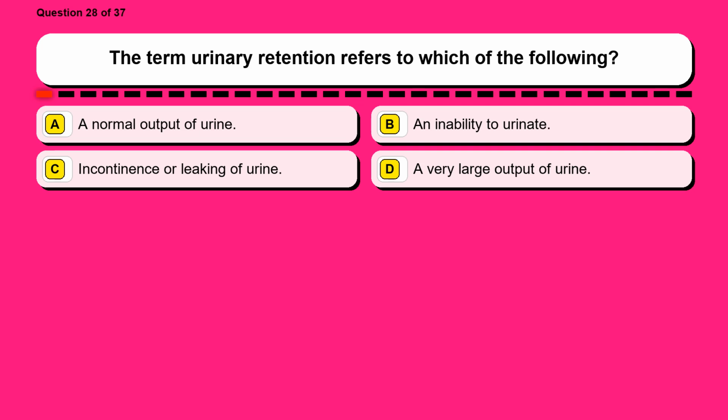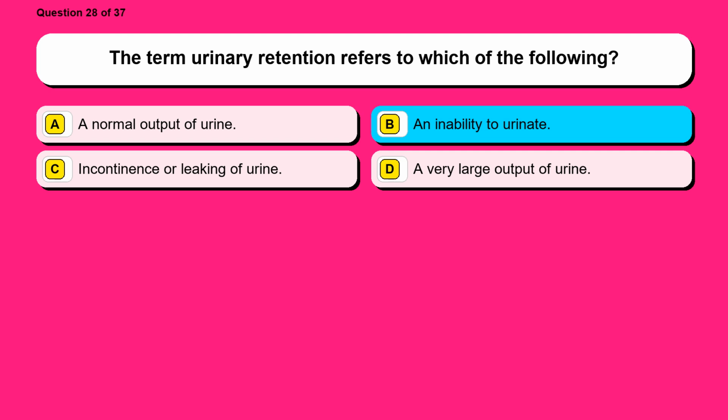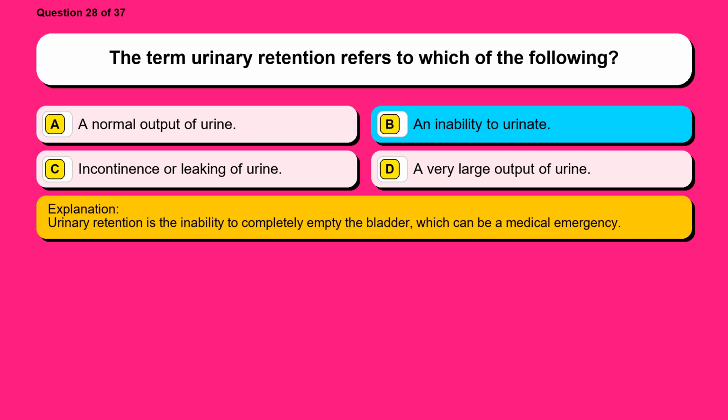Question 28. The term urinary retention refers to which of the following? Option A, a normal output of urine. Option B, an inability to urinate. Option C, incontinence or leaking of urine. Option D, a very large output of urine. The correct answer is option B, an inability to urinate. Urinary retention is the inability to completely empty the bladder, which can be a medical emergency.